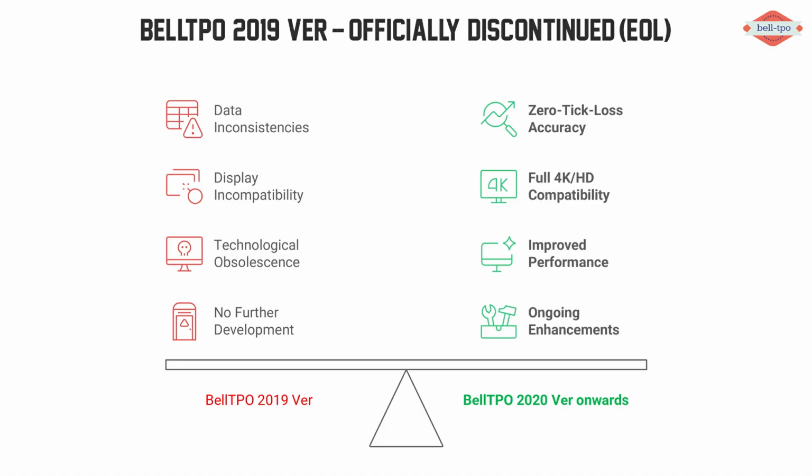So all our BellTPO clients who were on the 2019 version have migrated to the latest version. After the 2020 version, we had a release called BellTPO 2.0 S version. Then we had another version, BellTPO 3.0, and we have recently launched BellTPO 4.0, which is one of the latest versions and is compatible even with the newer version of NinjaTrader, right? So that's how the journey of this updated version started, right?